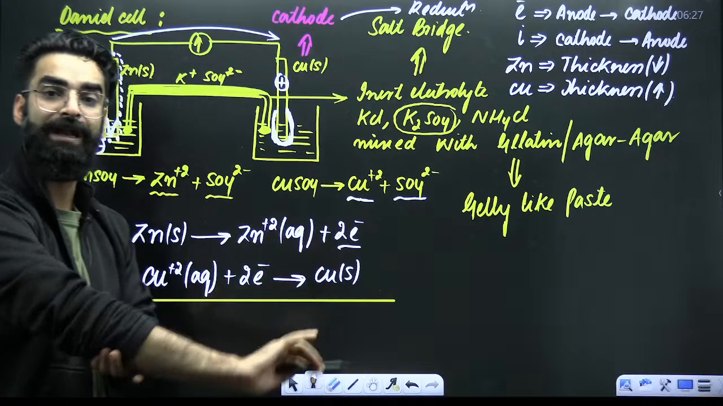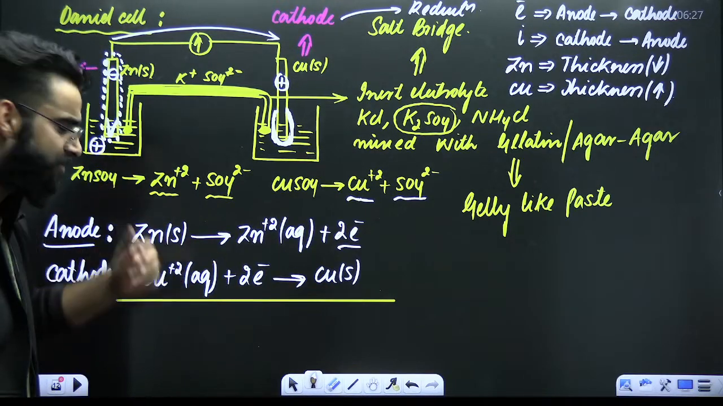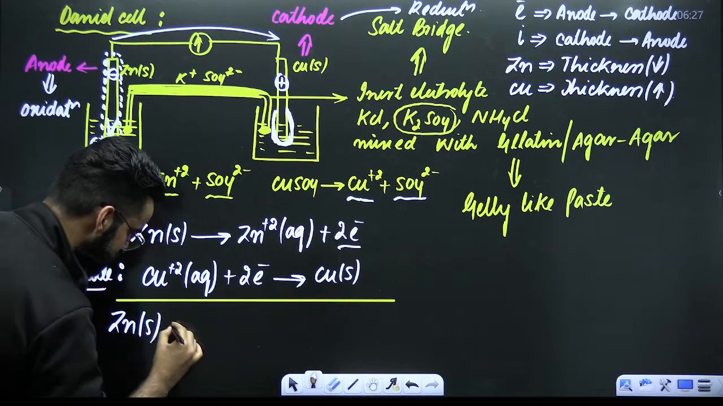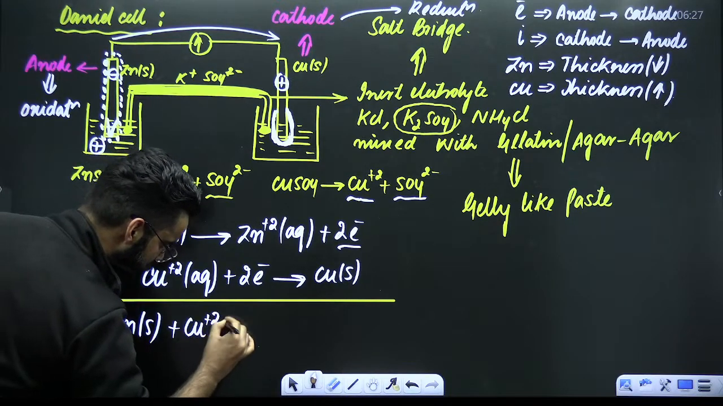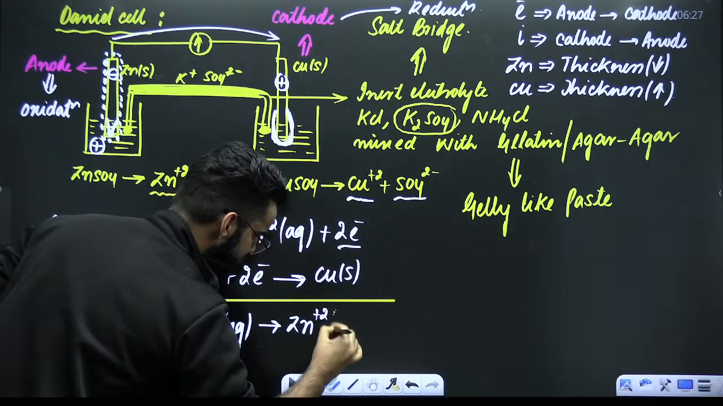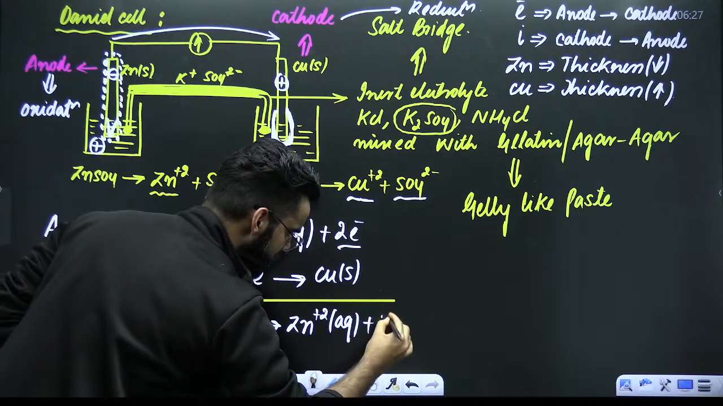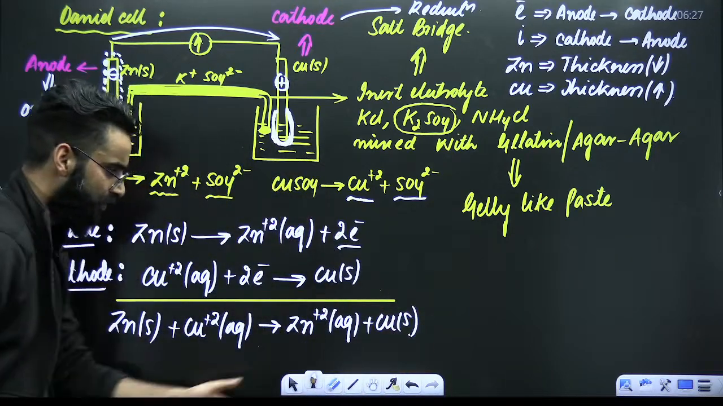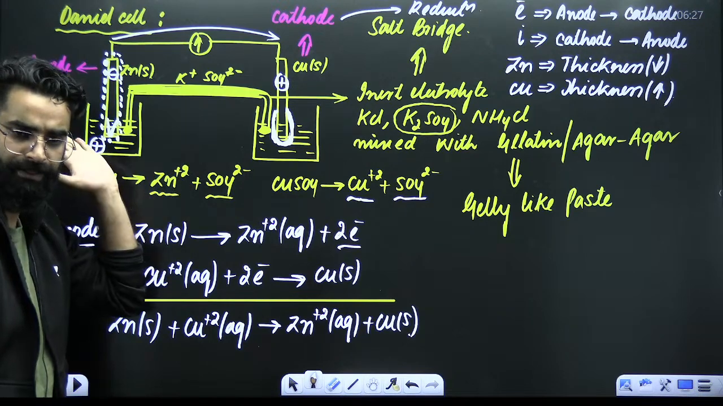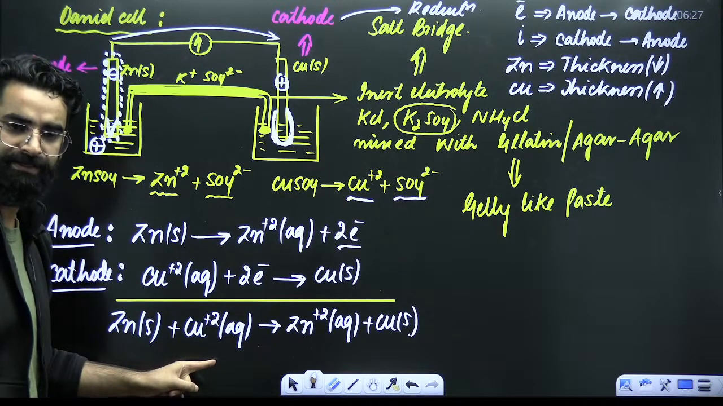After balancing the electrons, try to add these two reactions. And when you add these two reactions, you will get something like this: zinc solid plus copper dipositive aqueous gives zinc dipositive aqueous, and with this, you will be writing copper solid as well. So this is your net reaction which is happening in this Daniell cell, right? It is the net reaction which is happening in the Daniell cell.